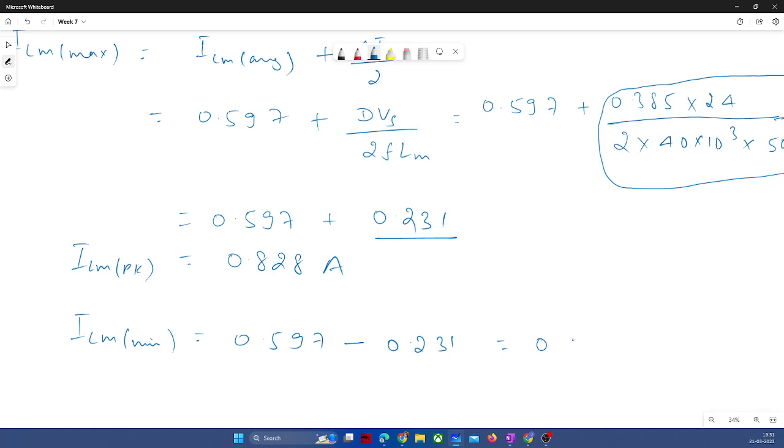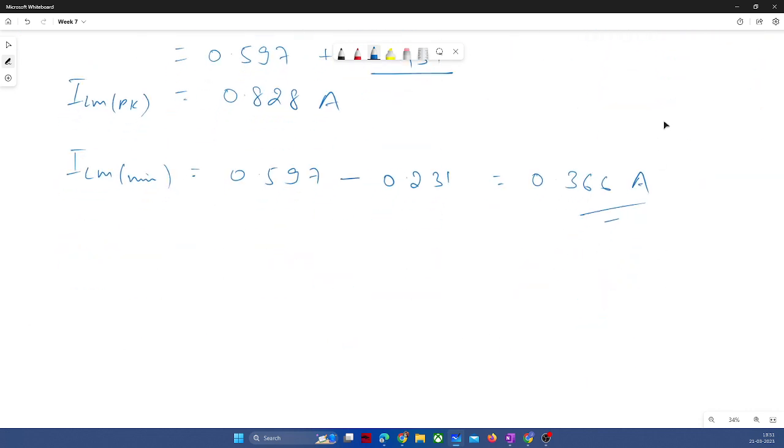It's 0.366. This is all about this problem. And the last thing is to compute the output voltage ripple. Okay, that is not a big deal. Del V naught, third part.